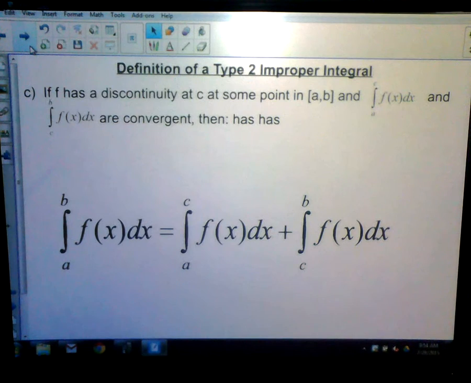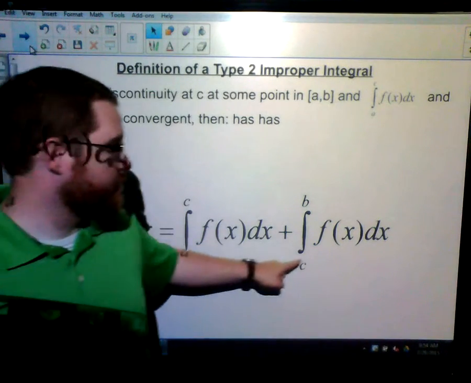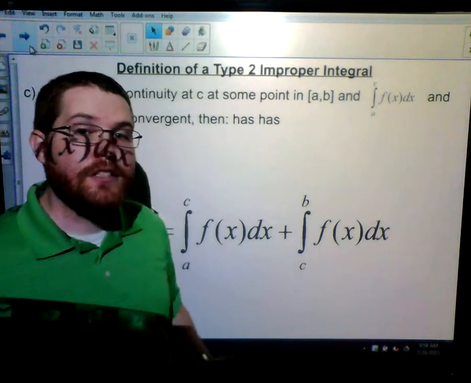What if it's an asymptote in the middle? Like what if there's an asymptote at some point in the middle? We go from A to the asymptote, and then from the asymptote to B. So we just split it into 2 problems.